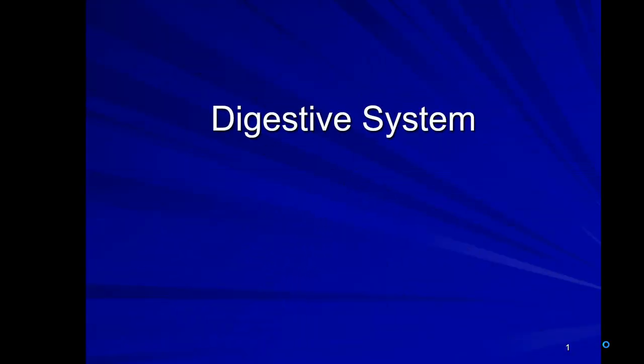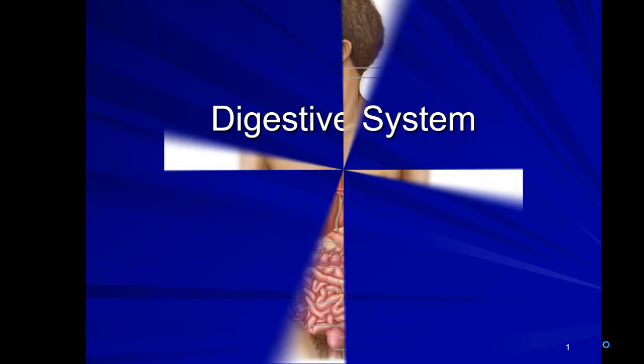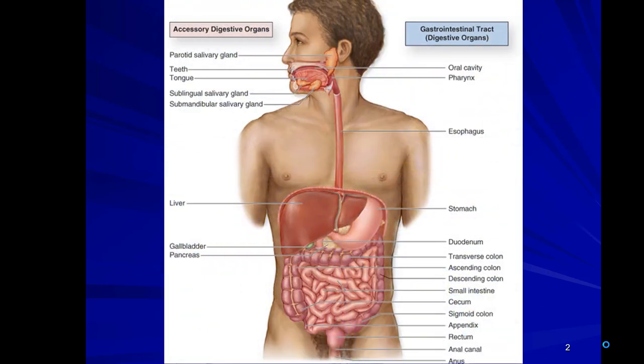All right, this next lecture is going to be about the digestive system. Looking at an overview of the digestive system, there's two big things to consider here. There's a long tube that runs through the body, starts at the mouth, goes all the way through the body and comes out at the other end. That's known as the gastrointestinal tract, sometimes called the GI tract.